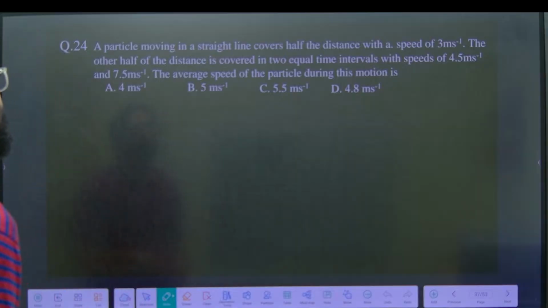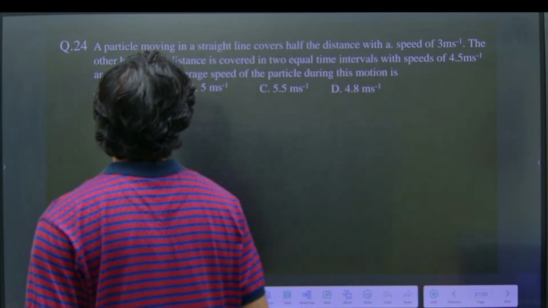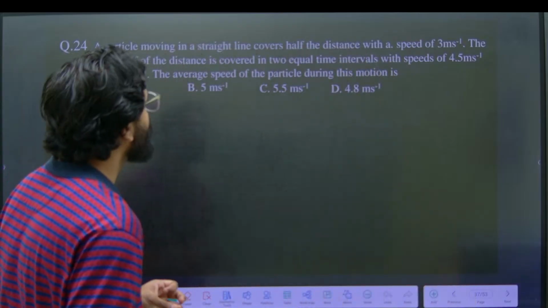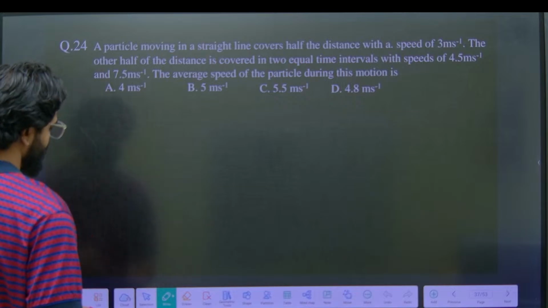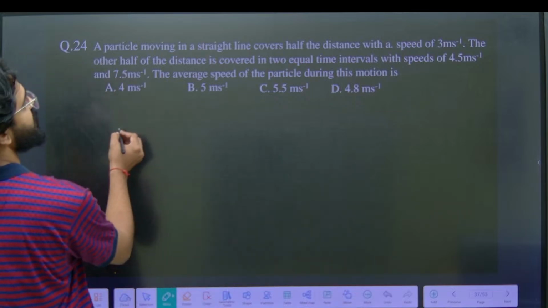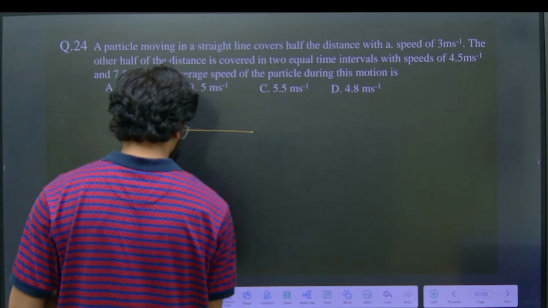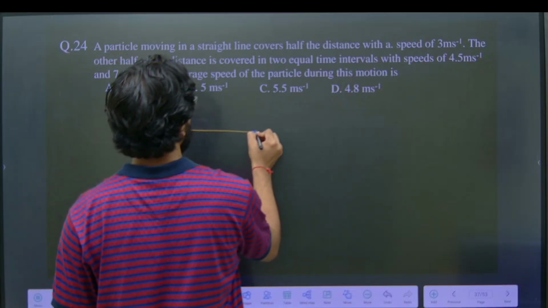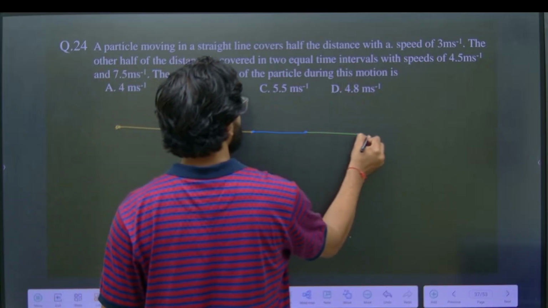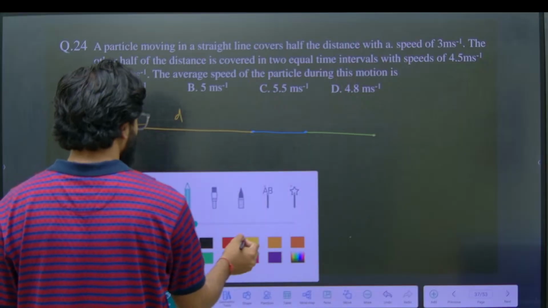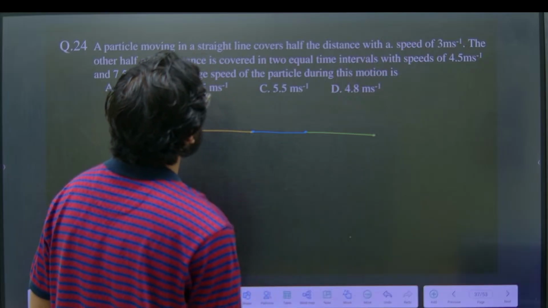Question number 24. A particle moving in a straight line covers half the distance with speed this. The other half of the distance is covered in two equal time intervals with speed this and this. The average speed of the particle during this motion. So basically, the questioner is saying this is D, and another D, in two parts. Over here, distance is same? No, time is what they're saying. The other half of the distance is covered in two equal time intervals.